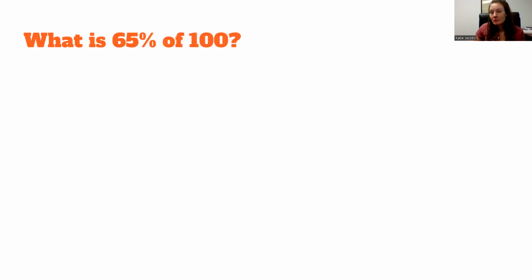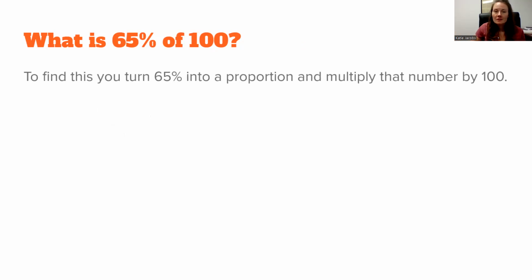All right, what is 65% of 100? So to do this, the way that I would teach you, because it's not always going to be these nice, pretty numbers, is to convert 65% into a proportion and then multiply that number by 100. So here, if we want to convert 65% into a proportion, we are going to take the decimal and move it 2 places to the left and then remove the percentage sign. And so we see that if we're going to convert 65% into a proportion, we have 0.65. And then we multiply it by that 100, and we find that 65% of 100 is 65.